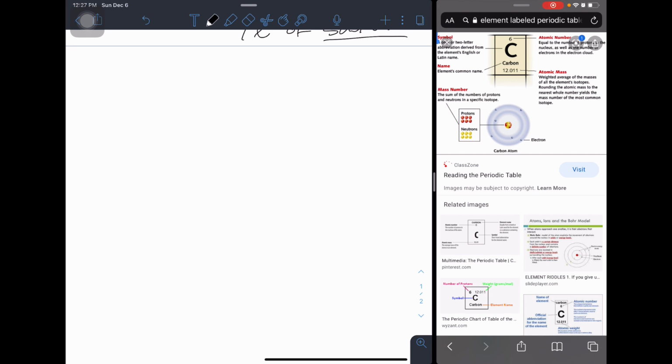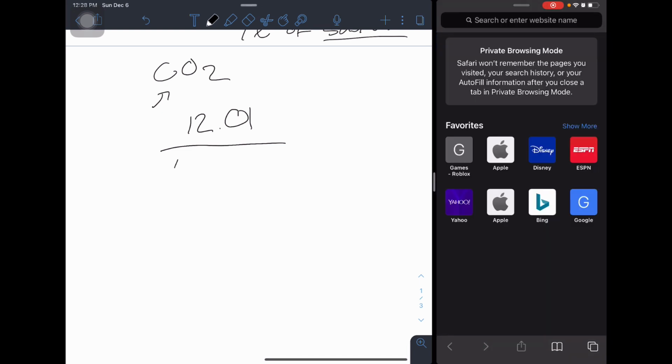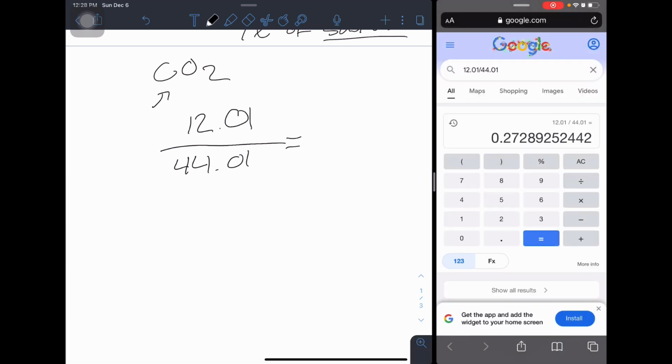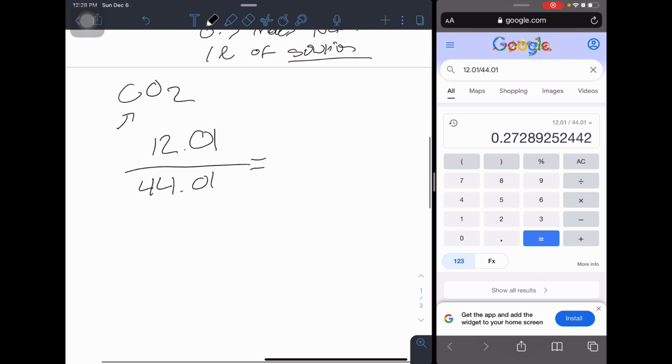Next up, we have percent composition, and this is basically just when you take a compound like CO2, and you take the mass of carbon, for example, which would be 12.01, and you divide it by the molar mass of CO2, which is 44.01, and then you do this calculation, and then you take this decimal number.